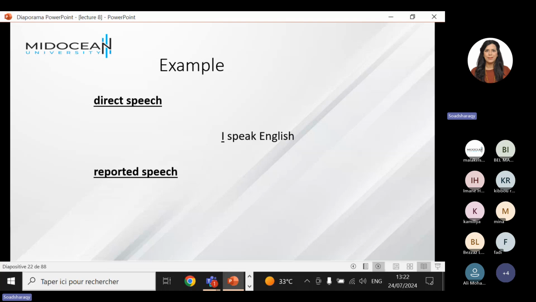Now here you have an example. Direct speech: I speak English. So here the verb is in the simple present tense. Reported speech: he said that he spoke English. So we change the simple present tense into simple past.